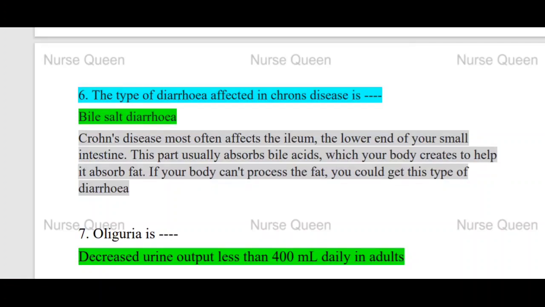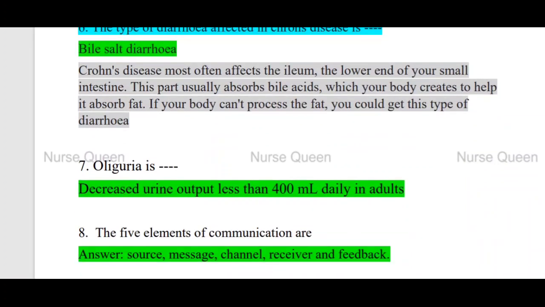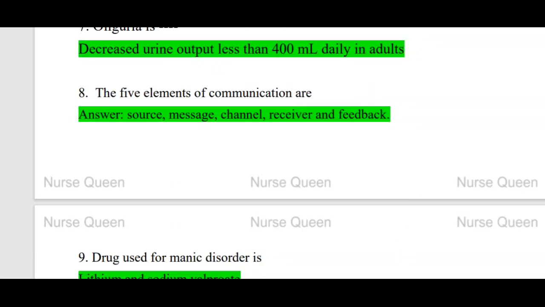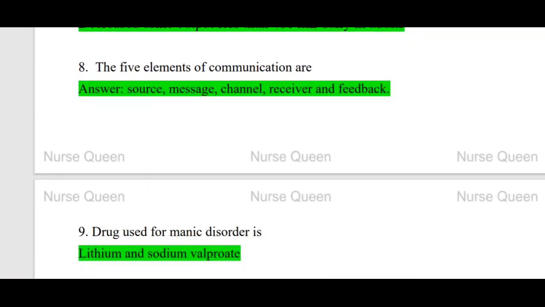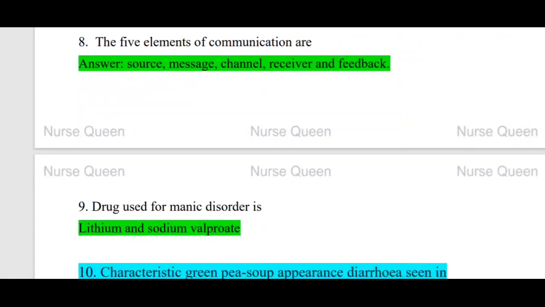Oliguria is decreased urine output, less than 400 ml daily in adults. The 5 elements of communication are source, message, channel, receiver, and feedback. The drug used for manic disorder is lithium and sodium valproate.